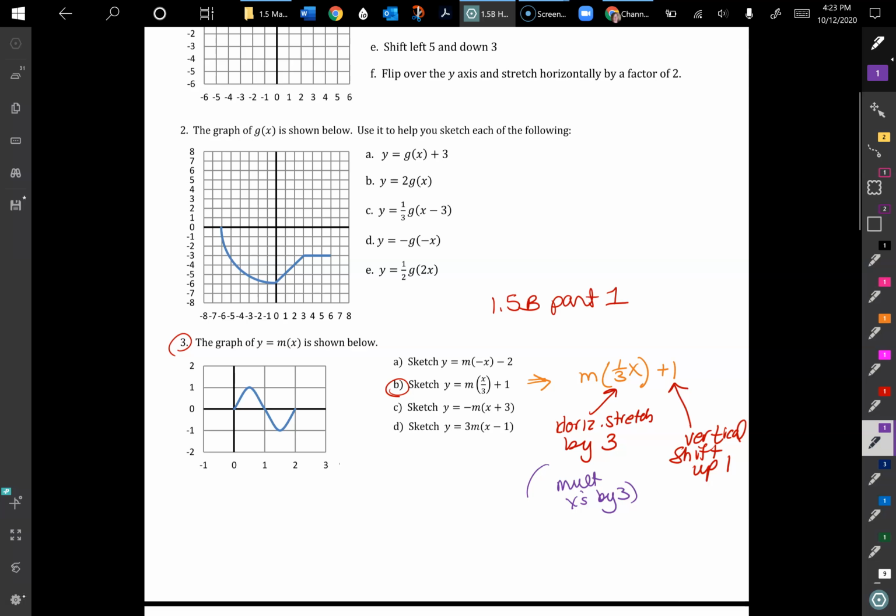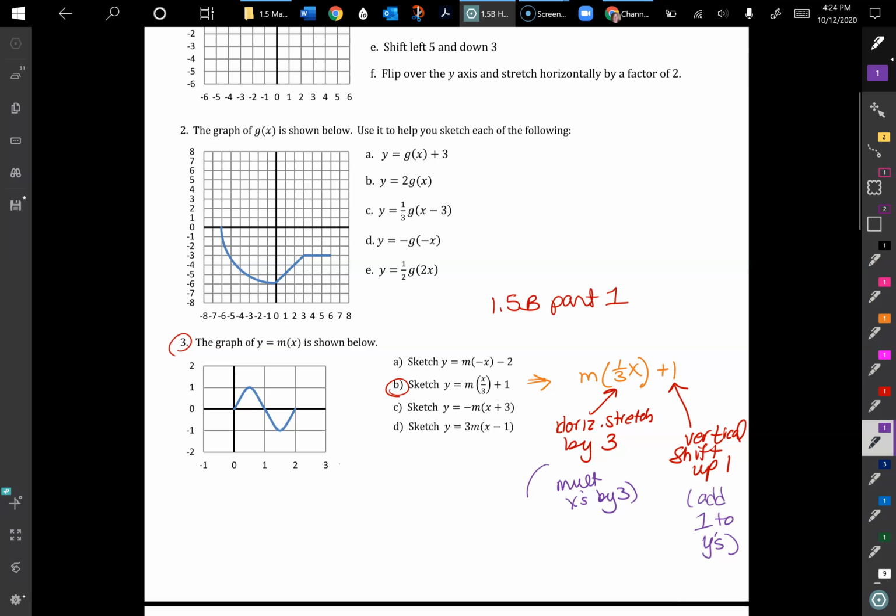And then here on the +1, that's outside the parentheses, that's affecting my output. So it's a vertical thing, and it's a plus or minus, so it's a shift, and it's up 1. I'm going to add 1 to y's, because for vertical or for output, I just do verbatim what it says. It's not an opposite or inverse thing happening.